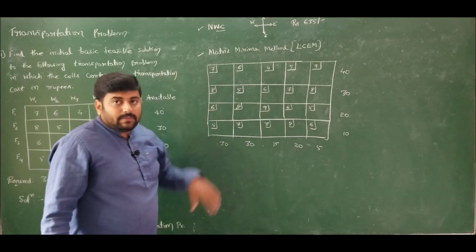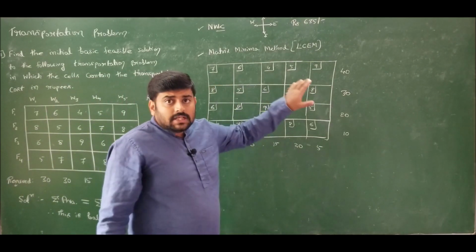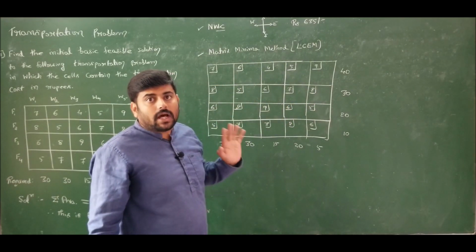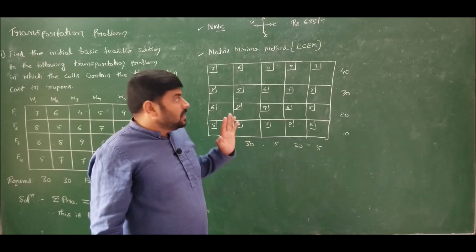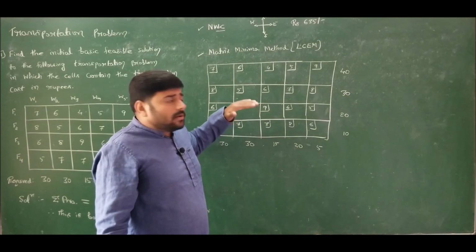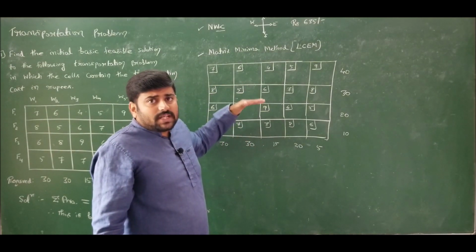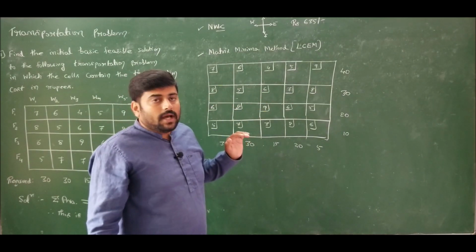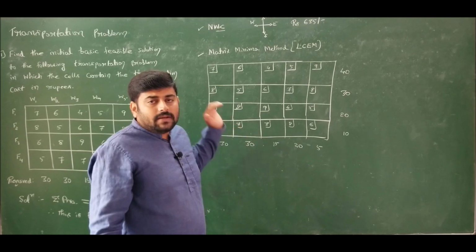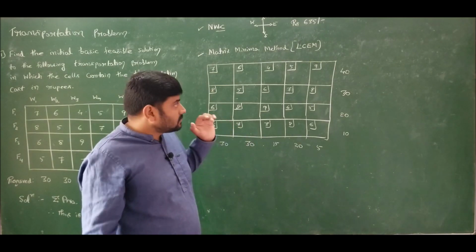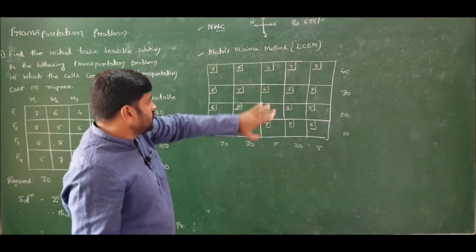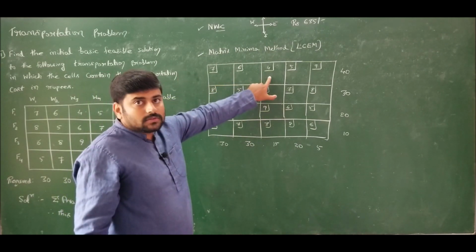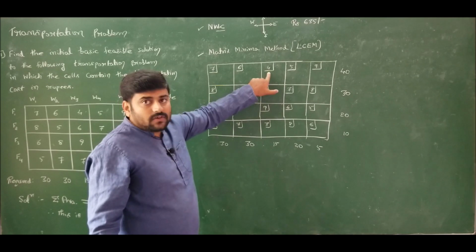In case of matrix minima method, identify the least unit cost in the entire matrix and allocate it first. Likewise, you keep moving from one least cost to the next higher least cost, and keep allocating until you finish the required number of allocations. Now, if I carefully observe this, the least unit cost is 4, correct? So allocate for this first.